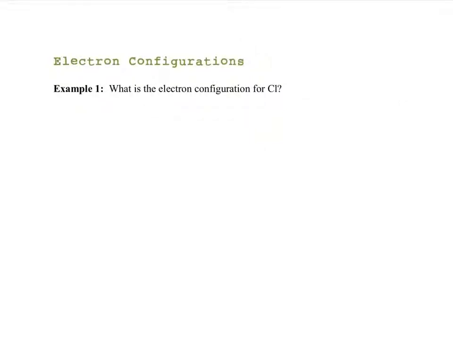This is the focus lesson for writing electron configurations. We're going to start by working through an example. Example 1. What is the electron configuration for chlorine?